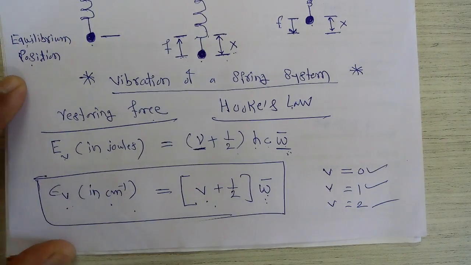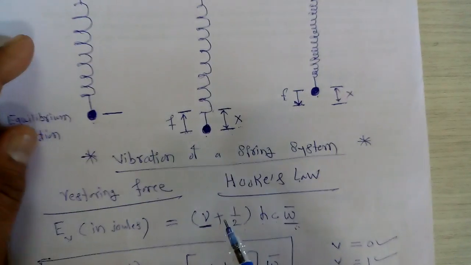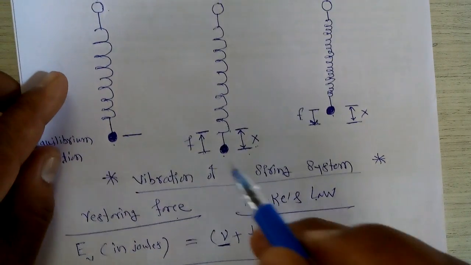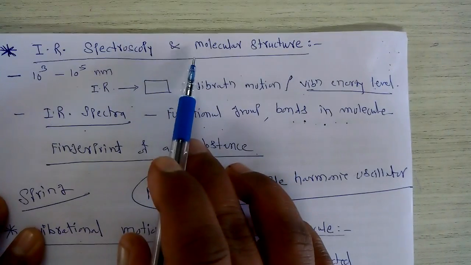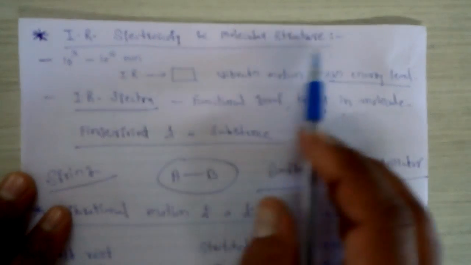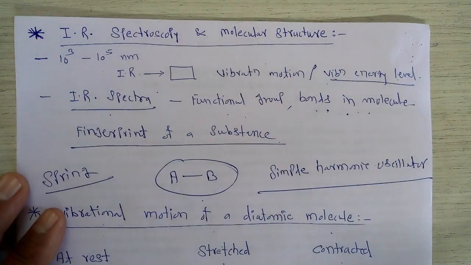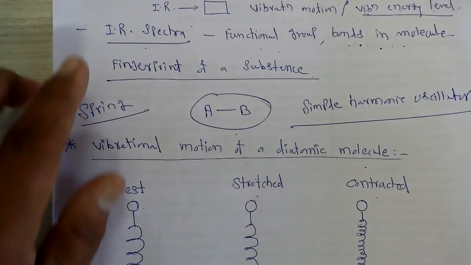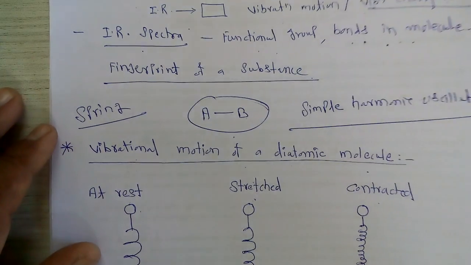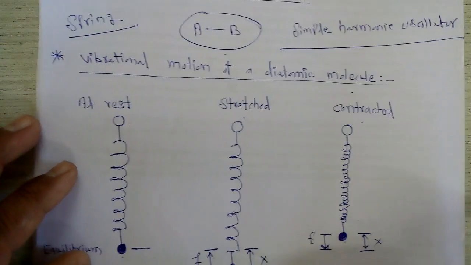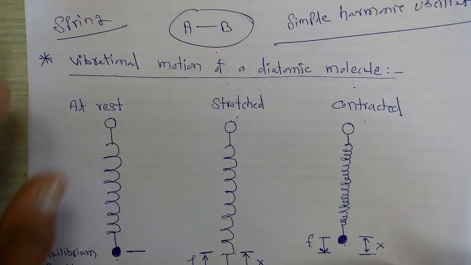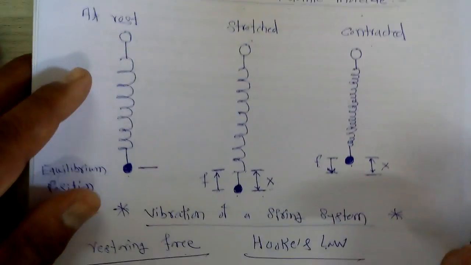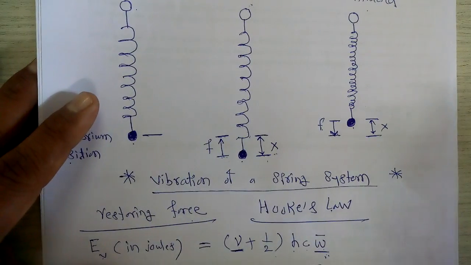So in today's lecture, we started the second important spectroscopic technique, infrared spectroscopy, for the elucidation of the structure of a molecule. In this lecture, we first studied a simple introduction to spectroscopy, and in the second part, we completed the vibrational motion of a diatomic molecule. The remaining points from this spectroscopy we will take in the next video lecture.